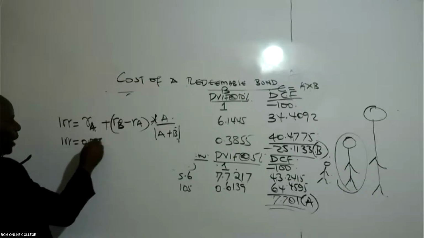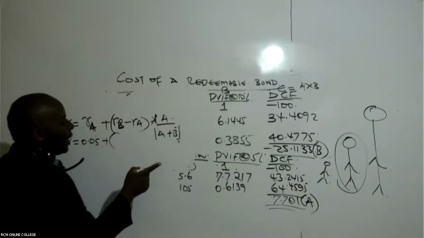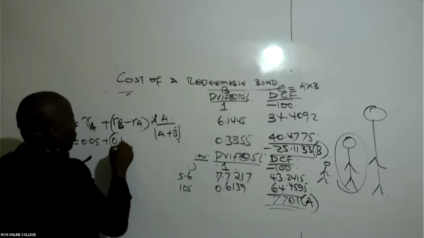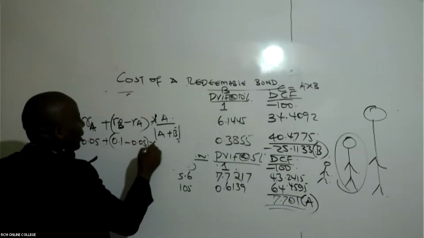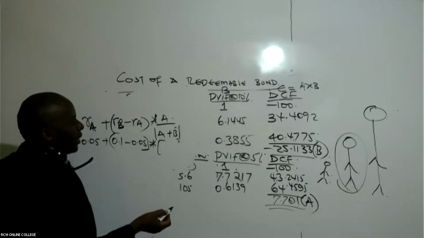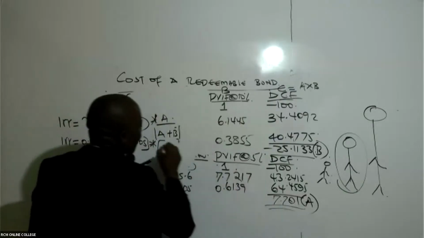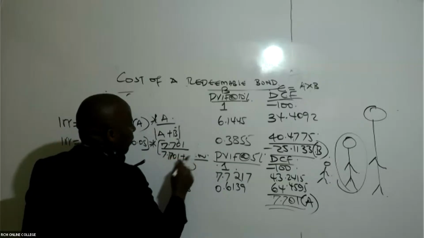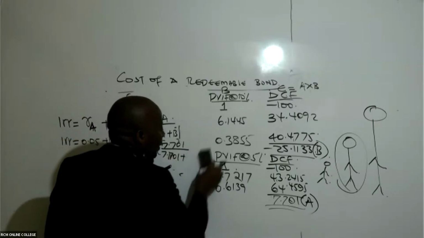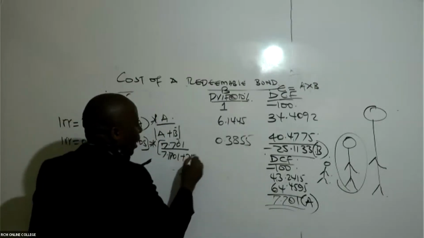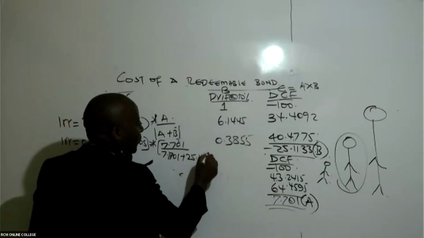So 0.05 plus the rate of B, which is now the higher one, this rate here, 10%. So we have here 0.1 minus 0.05 times, in brackets, our A, which is a positive NPV, 7.701, all over 7.701 plus our B, absolute. Remember, absolute means that we assume that this B is positive.